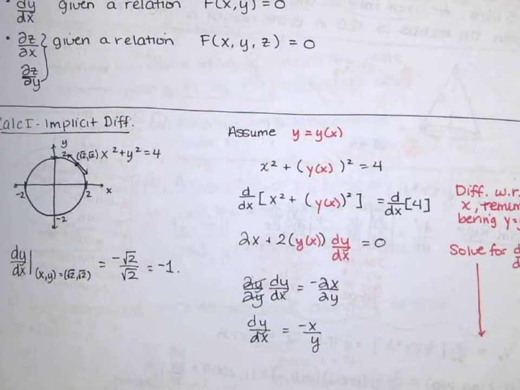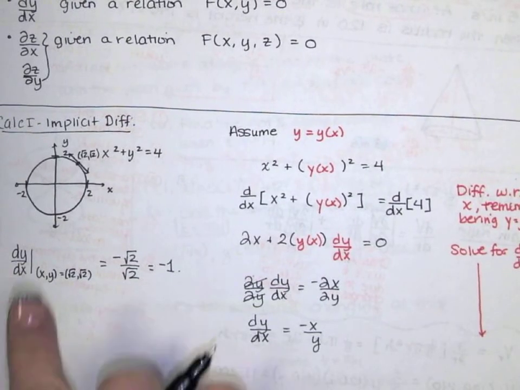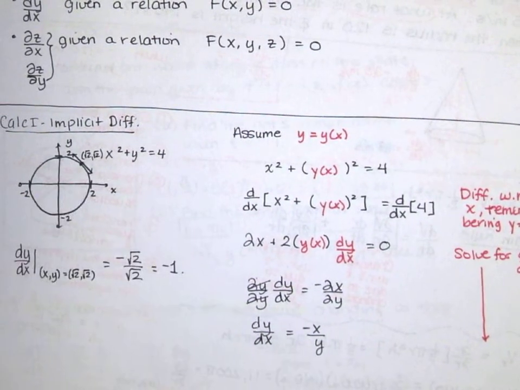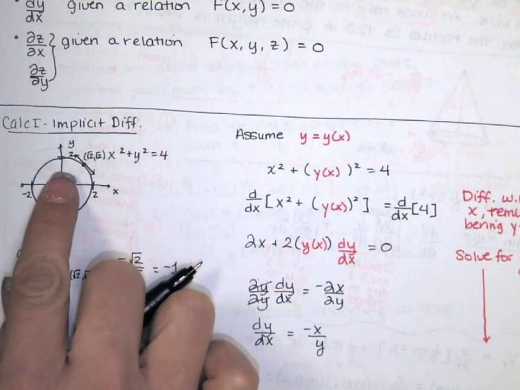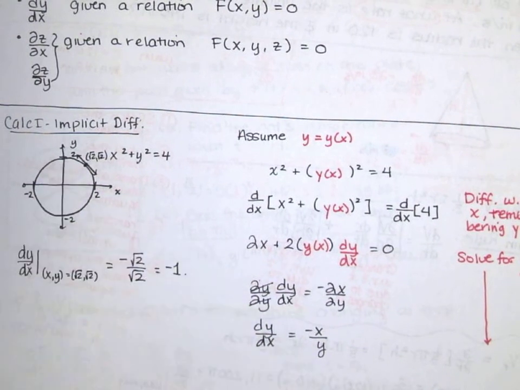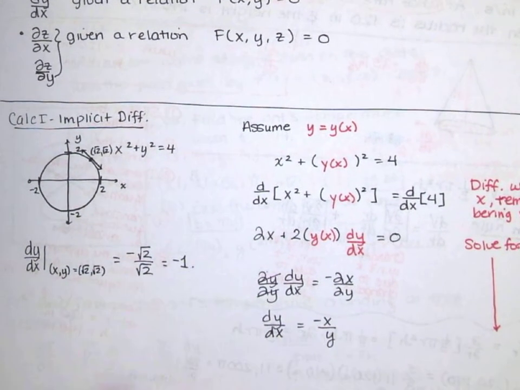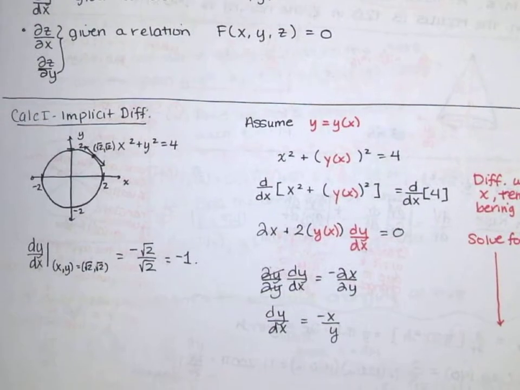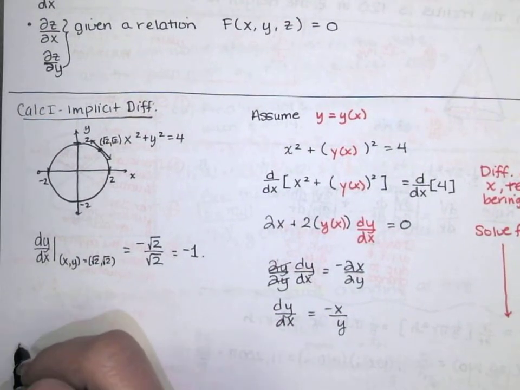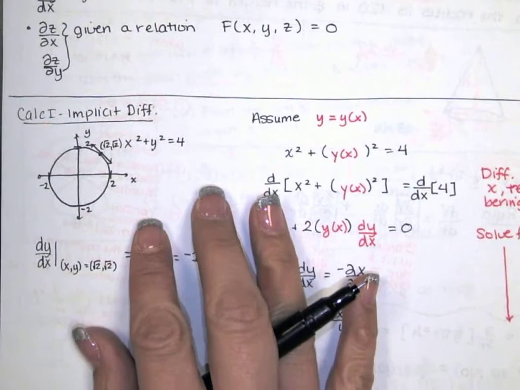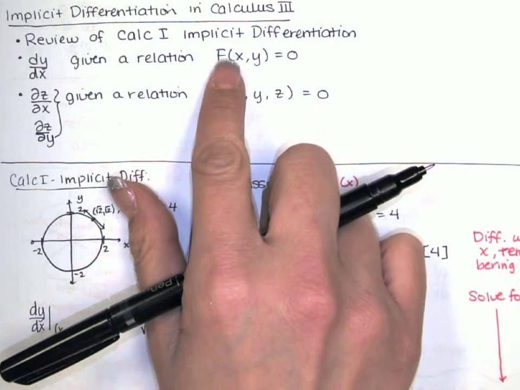And it looks like the slope is probably negative 1 there, right? Rise over run or fall over run. Looks like we go the same number of units in the x direction as we go down in the y direction. So the slope is negative 1. So that's how we did it back in Calc 1. Now I want to talk about the same idea, but given the fact that we understand partial derivatives now.